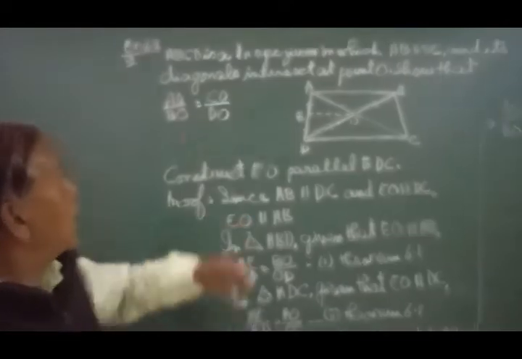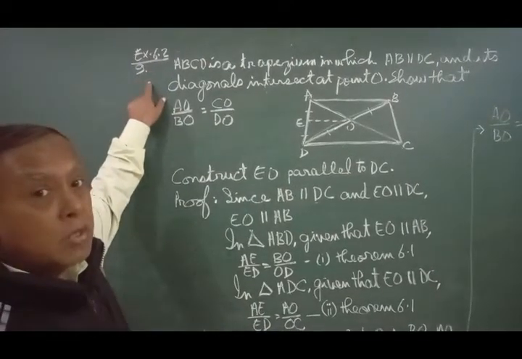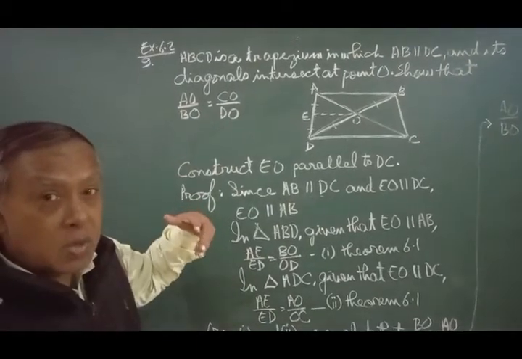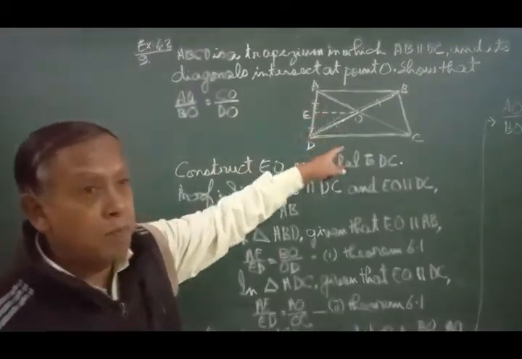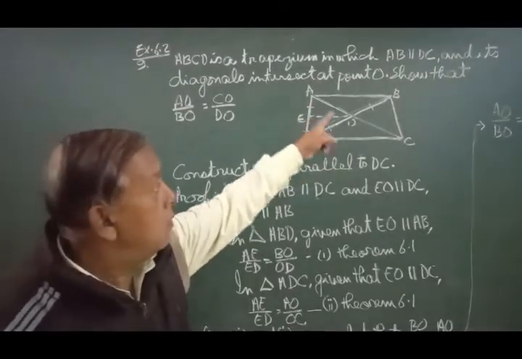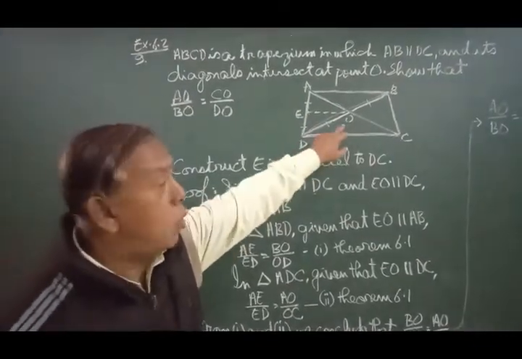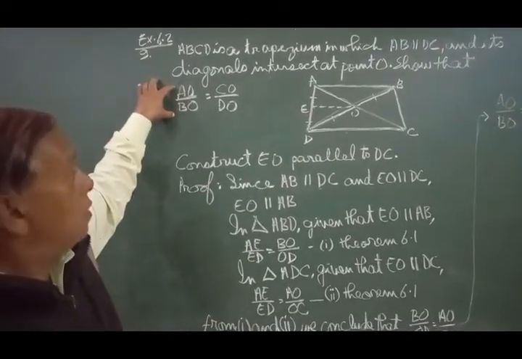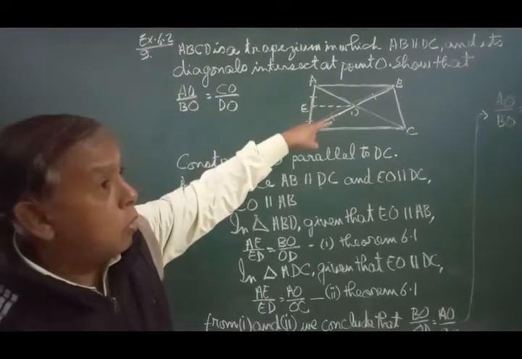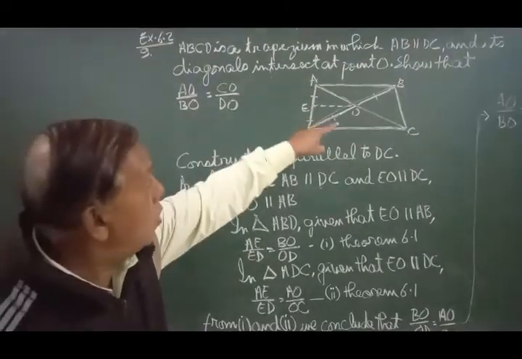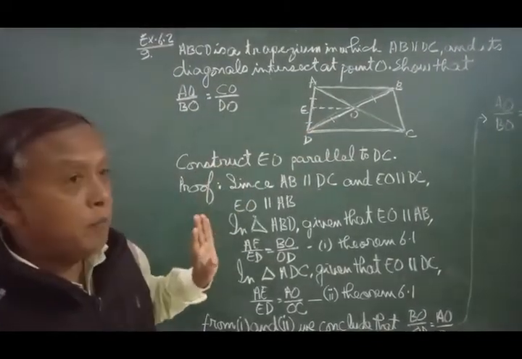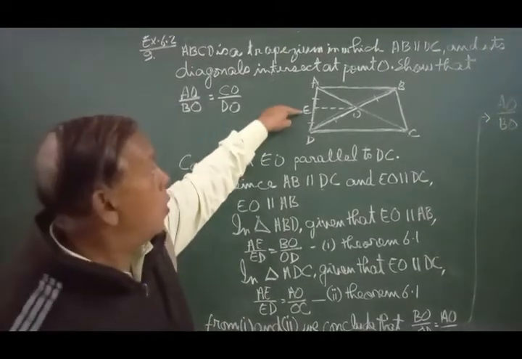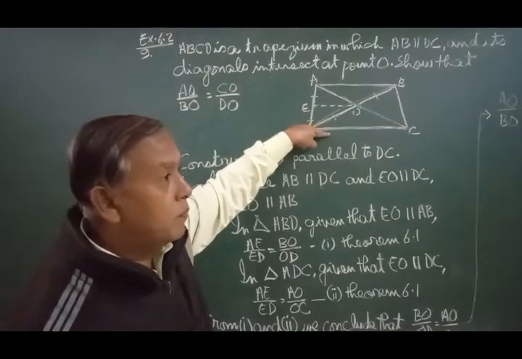We shall now tackle question number 9 of exercise 6.2, a little different from the previous questions. Trapezium. Two sides are parallel. The diagonals intersect at point O. What are we expected to prove? Here. AO upon BO is equal to CO upon DO. We begin by a construction. Construct EO parallel to DC.